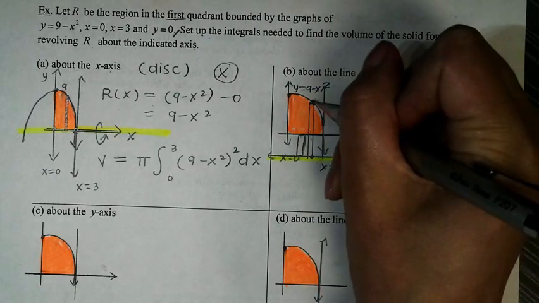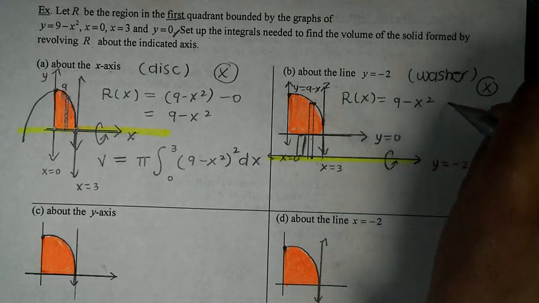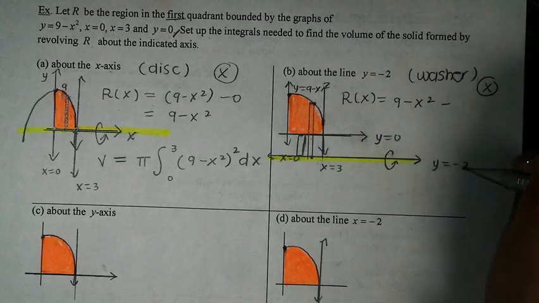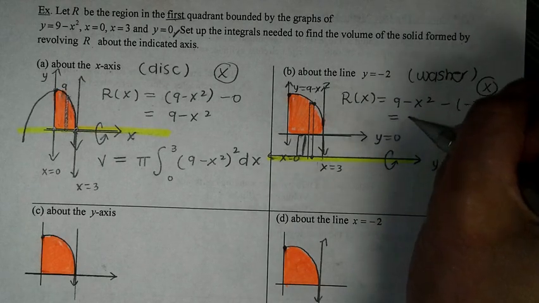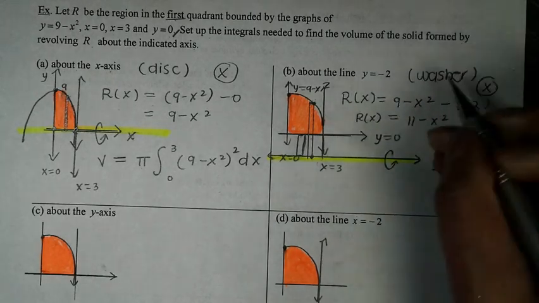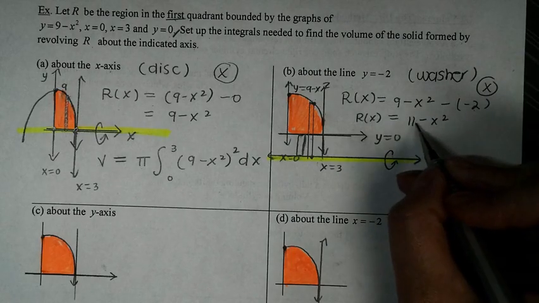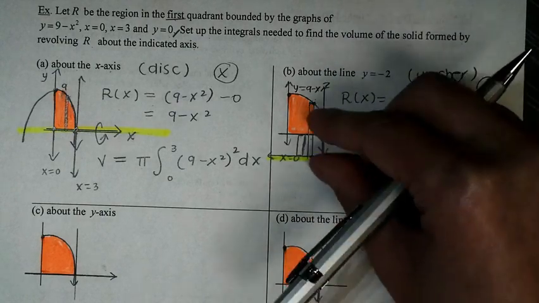And your top here is going to be the quadratic equation, so it's going to be 9 minus x squared. And your bottom equation is going to be this, the negative 2, so minus minus 2. So technically speaking, this big R is going to be 11 minus x squared. You might ask, why are you getting that crazy 11? 9 plus 2, that's going to be 11. So that is the value of this big R, wherever you're changing here.